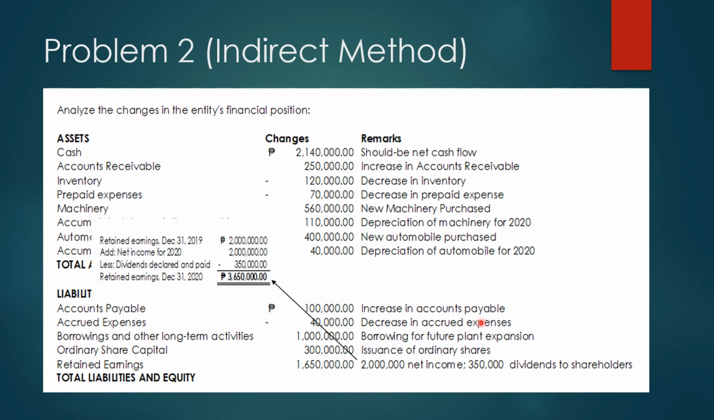Noong 2019 or last year, 2 million yung value niya. Add net income for this year, 2 million. Less dividends declared and paid, 350. So, yung retained earnings mo at the ending is 3,650,000. So, yung difference niya is yung 1,650 coming from here. Net income and dividends. Okay.